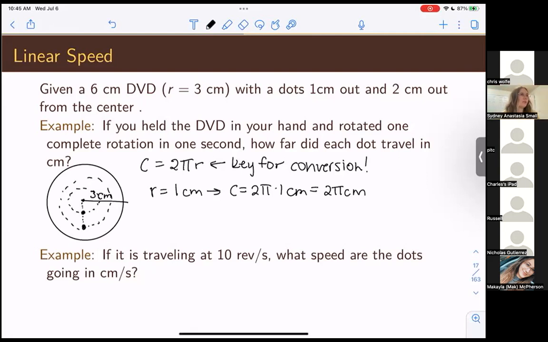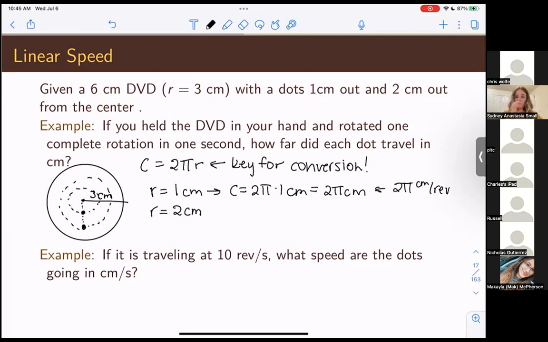And so because it traveled 2 pi centimeters in 1 revolution, the linear speed of the 1 centimeter dot is that it is going 2 pi centimeters per revolution. Because the revolution we're talking about is just 1 circumference. That's all it is. The revolution part of it here is just the circumference. And by this information, for every 1 revolution, we're going 2 pi centimeters. Cool.